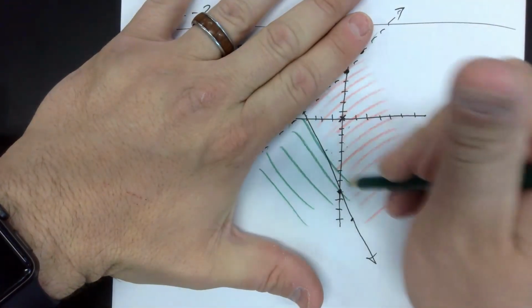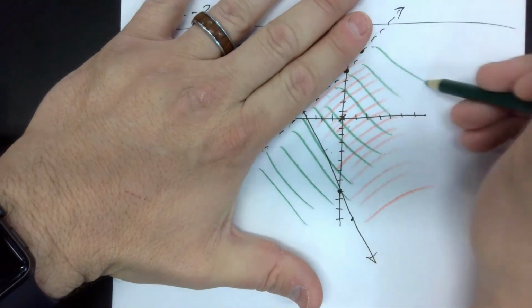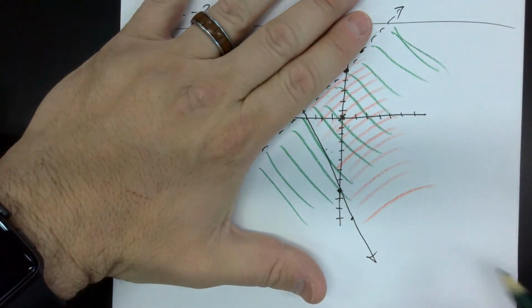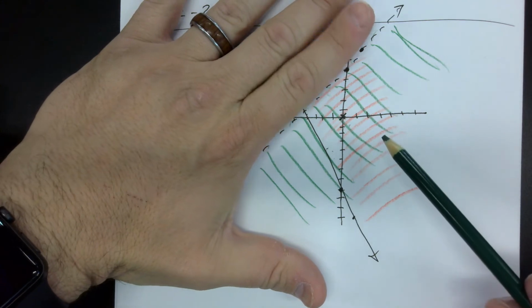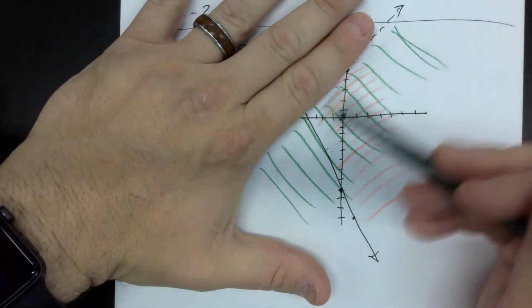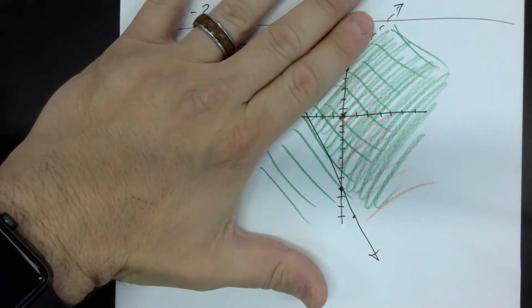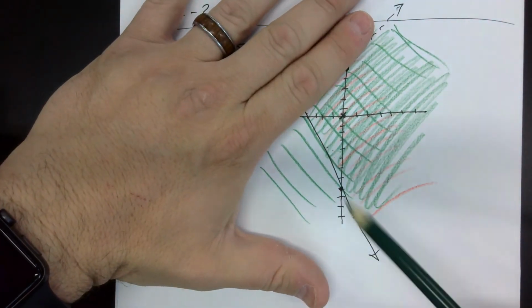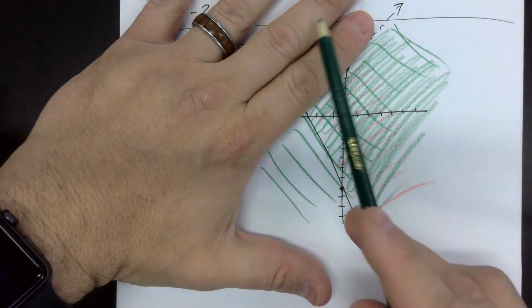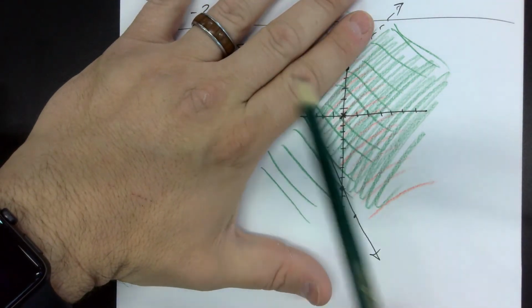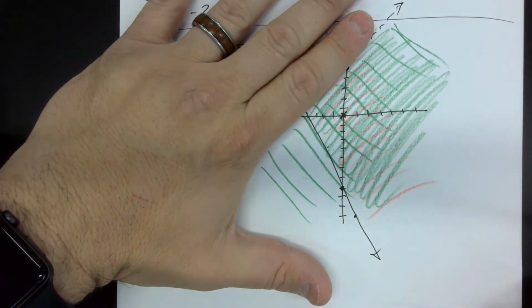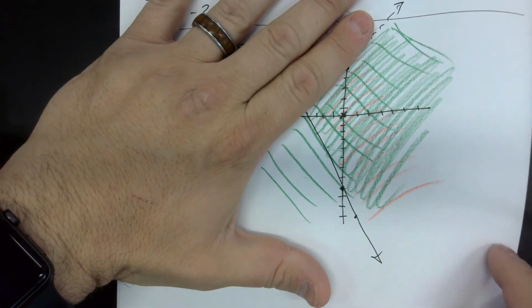It's true, right? So because it's true, you're going to shade where 0, 0 is. Okay, so you can see where the two shadings cross. They cross right here in this huge section, right? And that would be your solution, right? Because they don't cross down here, they don't cross up here, and they don't cross over here. So where the two shadings cross is your solution.